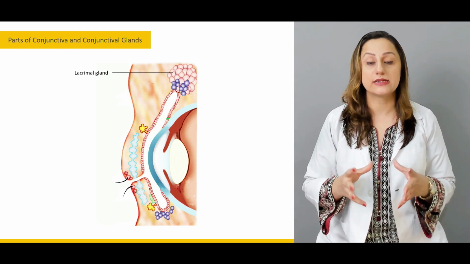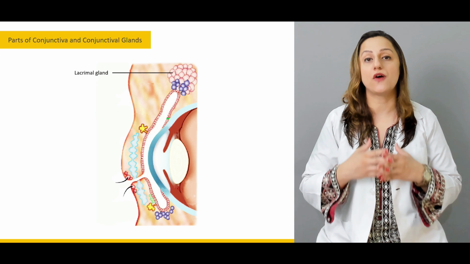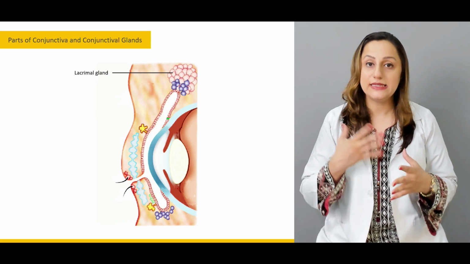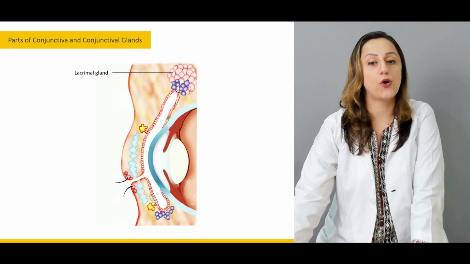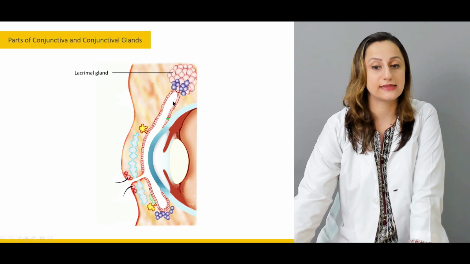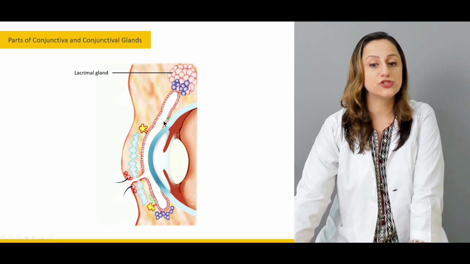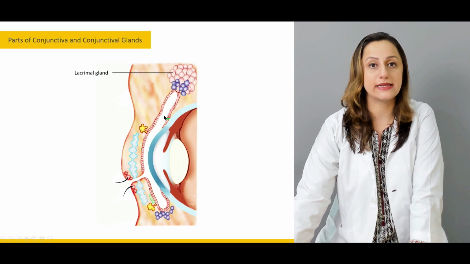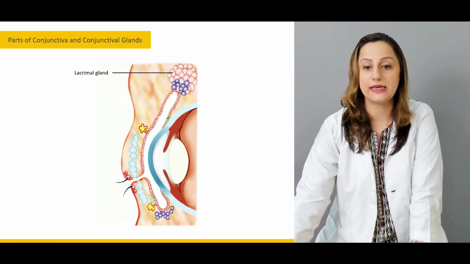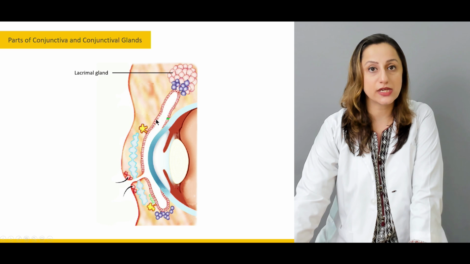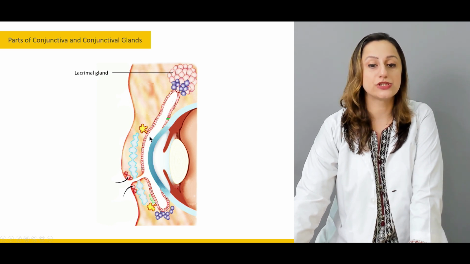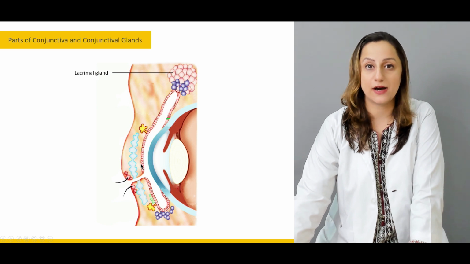This lacrimal gland is responsible for the production of the tears, and these tears are then poured into this conjunctival sac that I was talking about. Conjunctival sac, as I've already defined, is a potential space between the palpebral part of the conjunctiva and the bulbar part of the conjunctiva. This portion is known as the palpebral part of the conjunctiva.